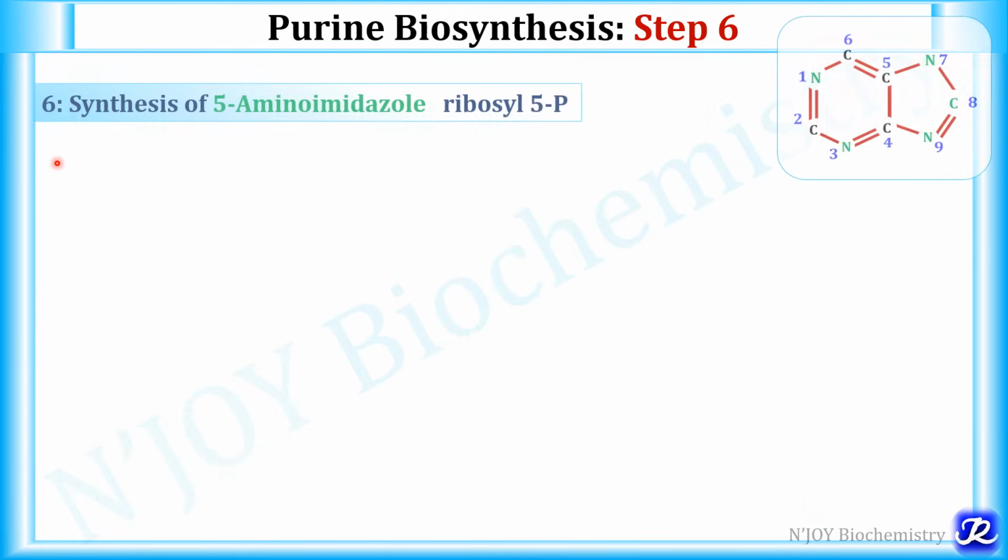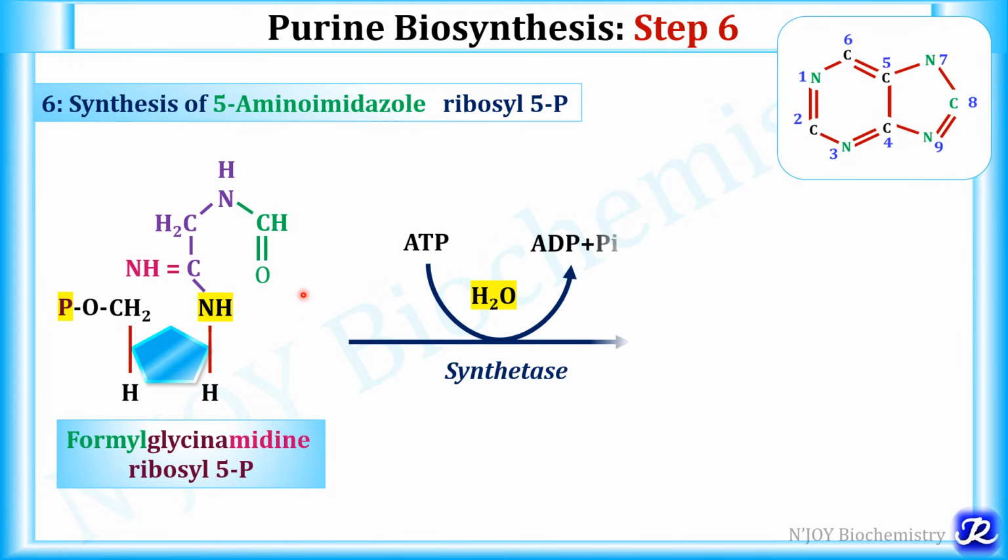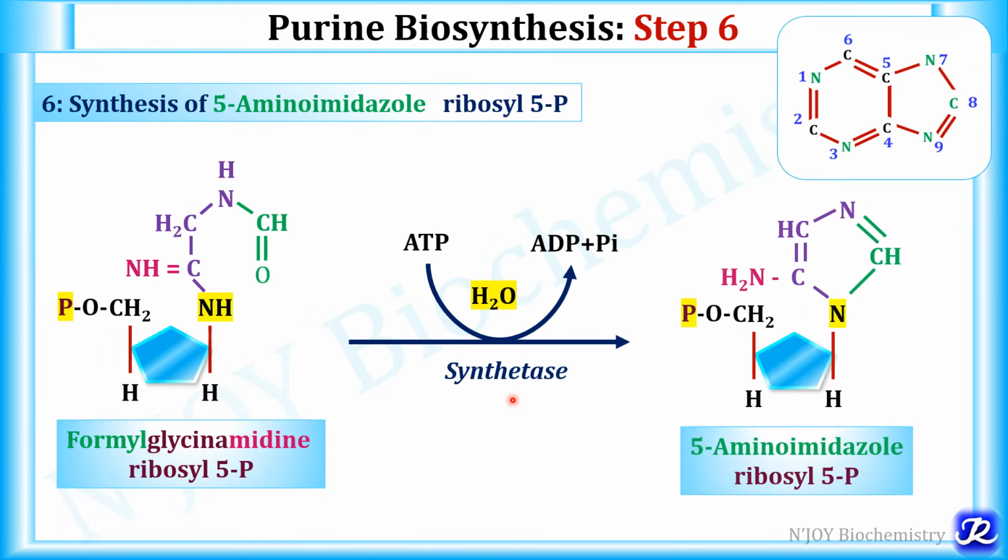Step number 6 is synthesis of amino imidazole ribosyl 5-phosphate. In this reaction there is ring closure. So this is formyl glycinamide ribosyl 5-phosphate, and now this is the ring of purine. The ring closure will occur in this reaction. ATP is required here, that's why the enzyme is synthetase. And the closure of the ring will lead to formation of the imidazole ring, and that's why the product is amino imidazole ribosyl 5-phosphate.